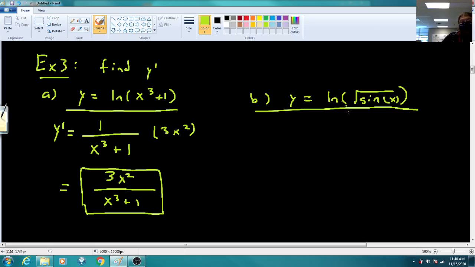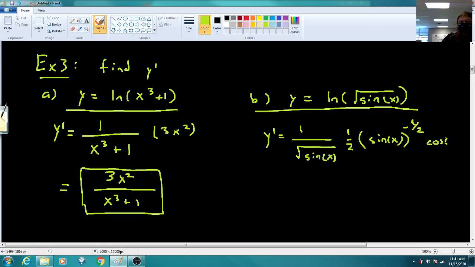For this one, I have to use a chain rule twice. So y prime is 1 over the inner stuff left alone. And then we need to take the derivative of the inner stuff. So to take the derivative of square root of x, it's 1/2 x to the negative 1/2. And we leave the inner part of that alone, which is sine of x. Then we have to multiply by the derivative of sine, which is cosine. So that's the chain rule twice.